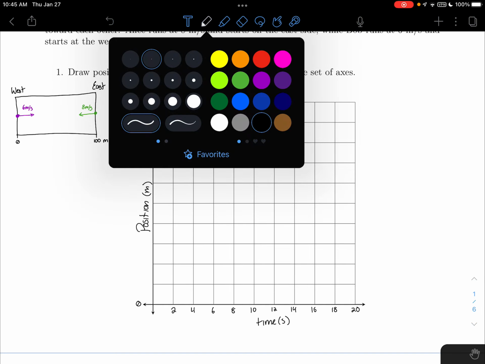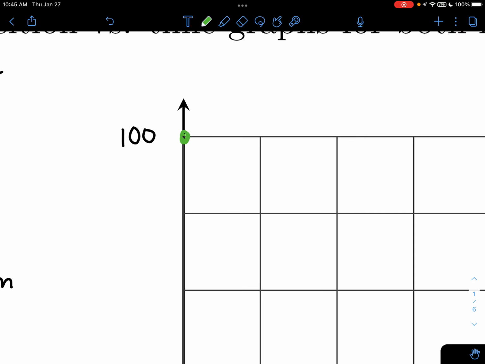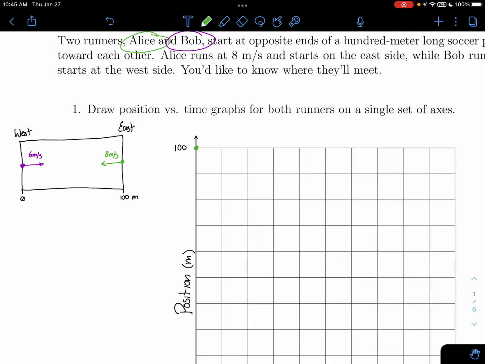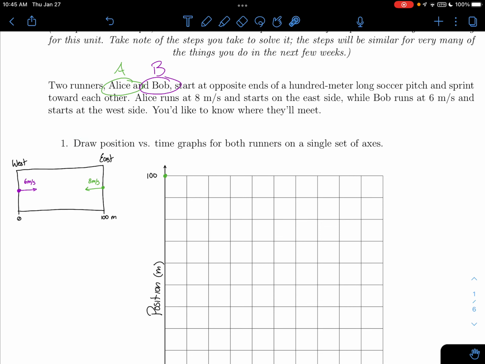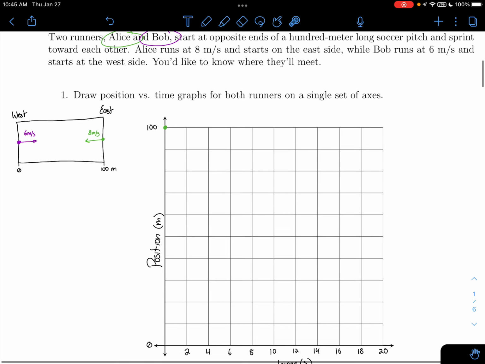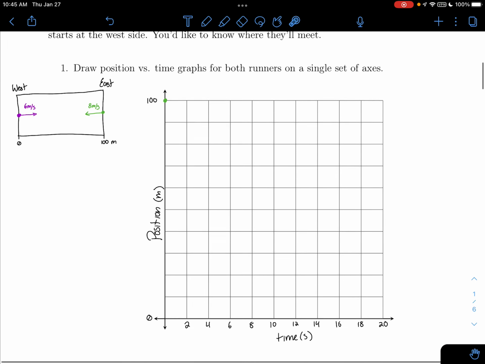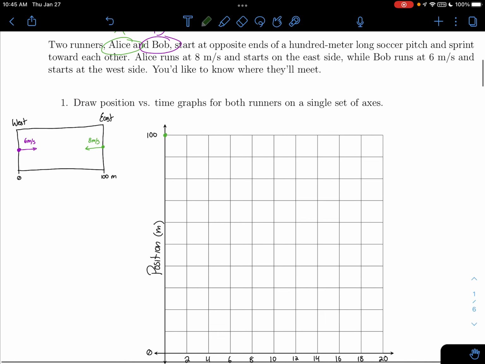We know that the way we set it up, Alice starts at 100 meters. That's the position before they start running. So Alice starts up here, and she's running to the left, which we're going to say is the negative velocity. She's running to the left at 8 meters per second, so our velocity is going to be the slope of our position versus time graph. Since we're saying that to the left is negative, we're going to have a slope of negative 8 meters per second.